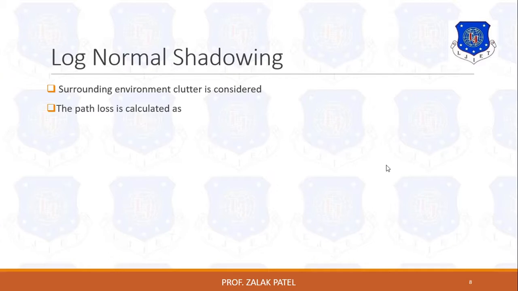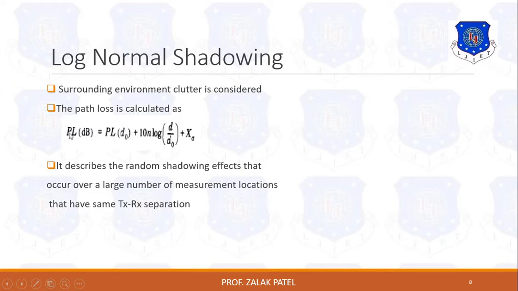Because of it, the path loss can be easily calculated as path loss equal to path loss at d0 plus 10 n log d by d0 plus X sigma. This equation is the same as for the path loss model. Here the transmitter and receiver separation with different shadowing is given by a Gaussian distribution function. The Gaussian distribution function is given by 1 upon root 2 pi sigma e raised to minus 1 by 2 into x minus mu upon sigma whole square. Here mu is called the mean and sigma is called the variance.